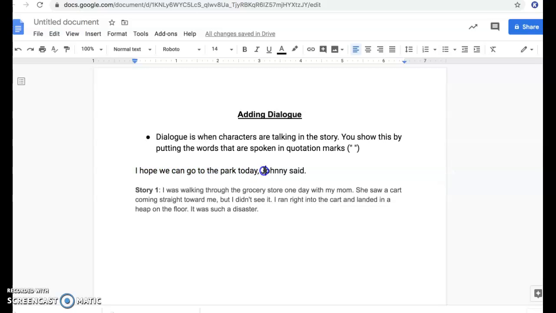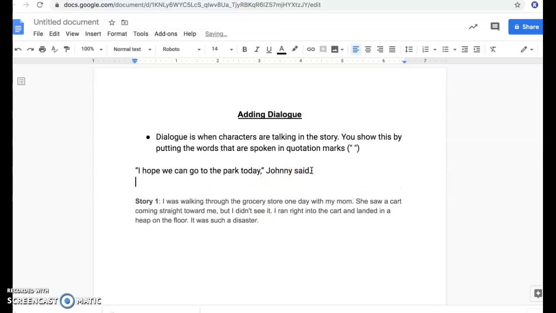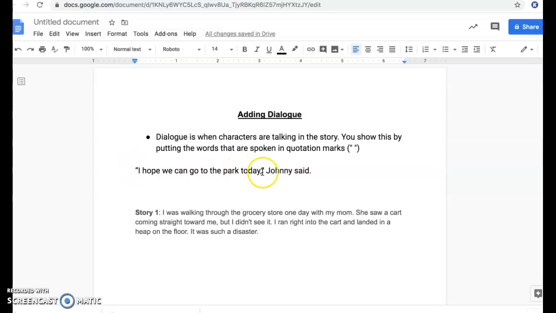He didn't say, Johnny said. Those words didn't come out of his mouth. That's just telling us that this is what he said. So the quotation marks go at the beginning of the words that he actually spoke, and they go at the end of the words that he actually spoke. You do not put Johnny said in quotation marks because he didn't say this. This is what he said. Okay? So that is an example of how you put quotation marks. You want to put them around the words that a character speaks.